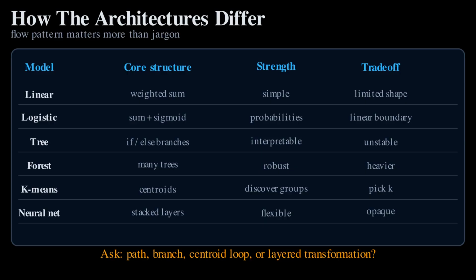Compared with decision trees, the network is more data intensive and needs more tuning. So when you compare architectures, the question to ask is how information flows through the model.